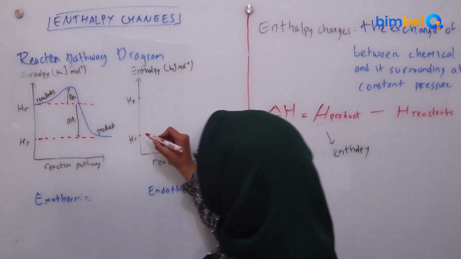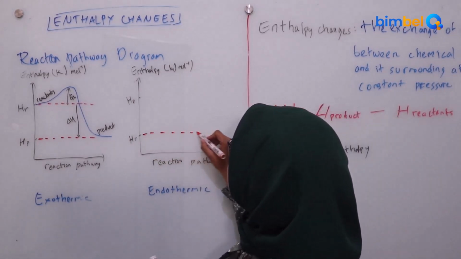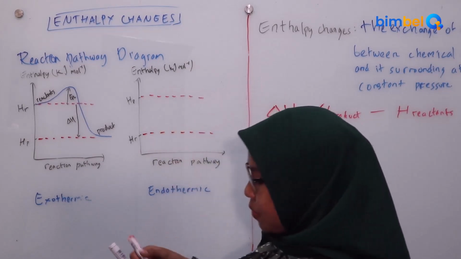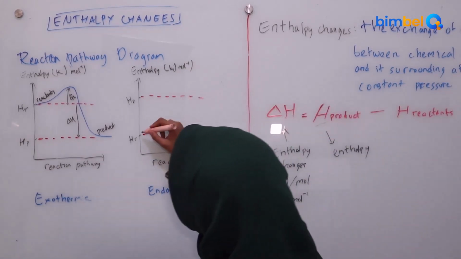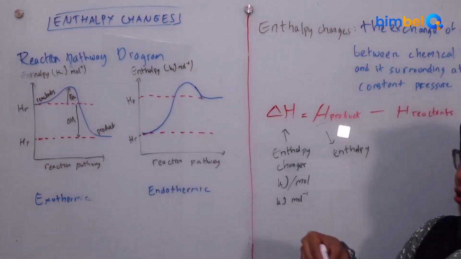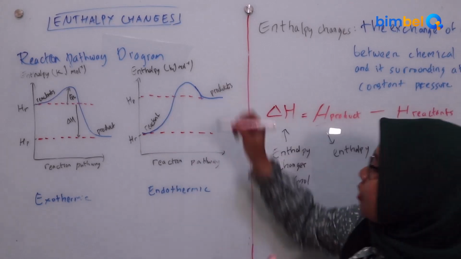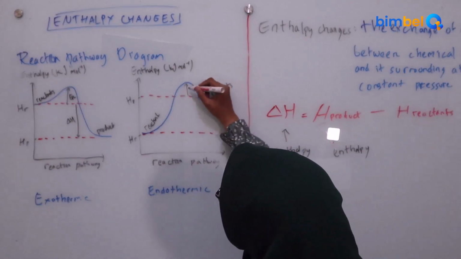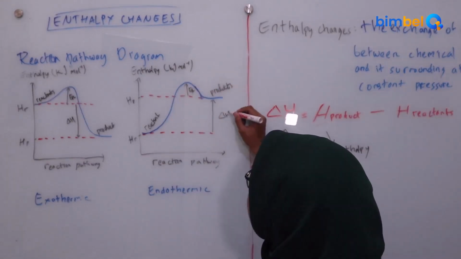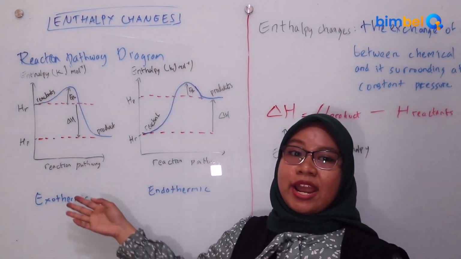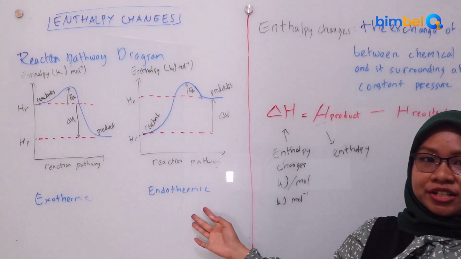Okay, we're gonna make dash line, like, and dash line, and the main line, okay, from here, it should be right here. And we're gonna write this as reactant, and this is for product, and there is an arrow here for EA, delta H. So this is the difference between a reaction pathway for exothermic and endothermic reaction.